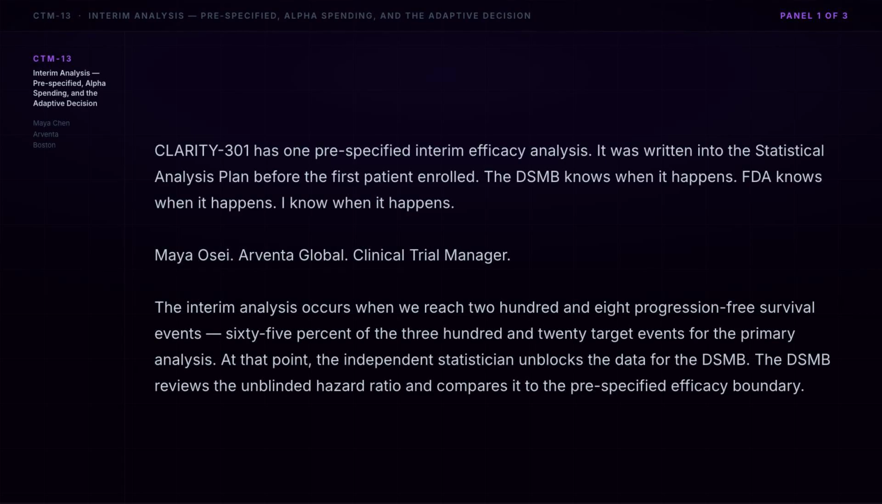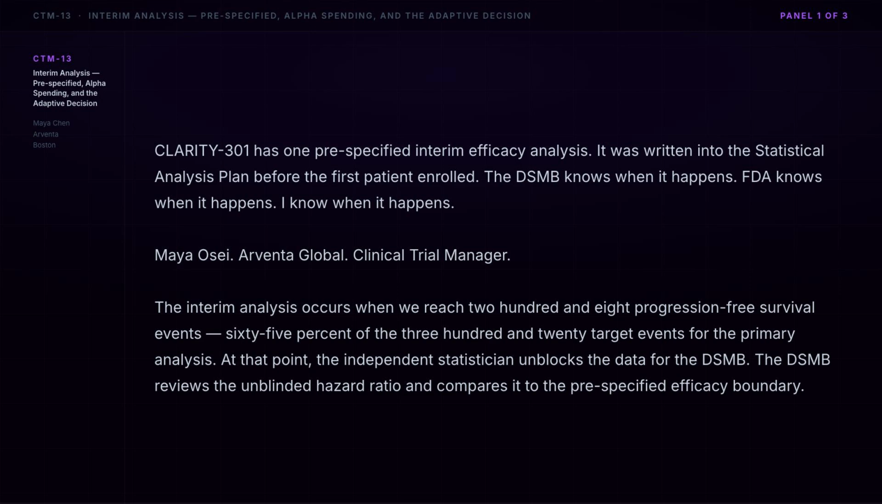Clarity 301 has one pre-specified interim efficacy analysis. It was written into the statistical analysis plan before the first patient enrolled. The DSMB knows when it happens. FDA knows when it happens. I know when it happens.